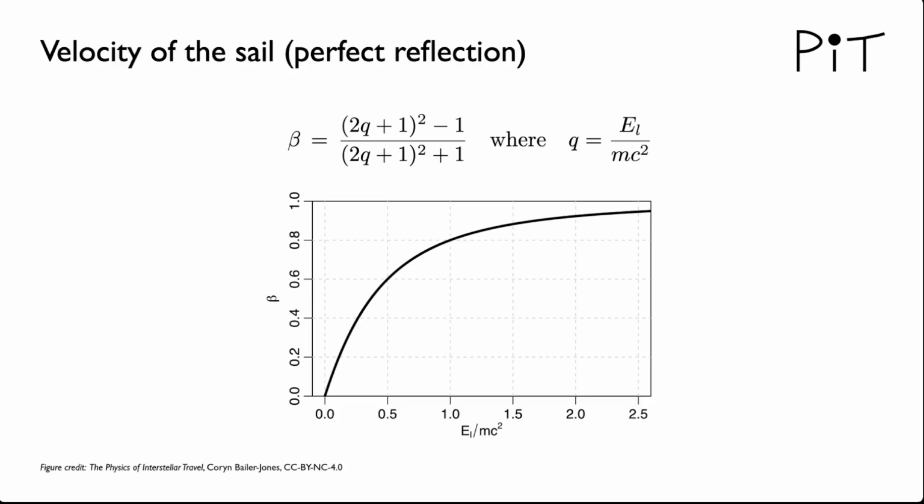This plot of the equation shows, for example, that by the time the sail has received an energy equal to its mass, E equals mc squared, so a value of 1 on the horizontal axis, then it will have been accelerated to 0.8 times the speed of light. For a 10-gram sail, this corresponds to 250 gigawatt hours of energy.